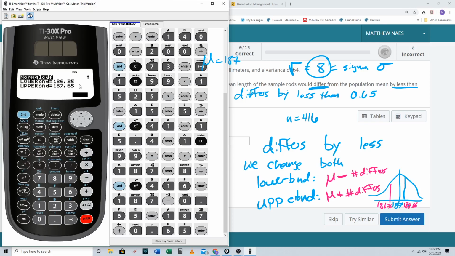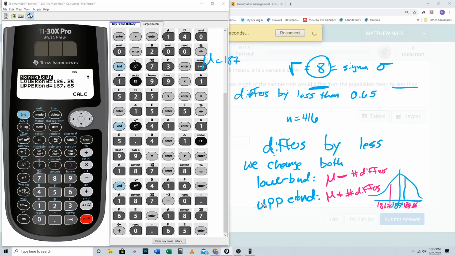So you need to make note, anytime it says differs by, you're going to take the mean and subtract the number it differs by, and take the mean and add the number it differs by. That's what goes in the lower bound and upper bound. Now, that's if it says differs by less, and I'll show you what differs by more would do anyway. So we go down to calculate and press enter. So we get 0.9025.